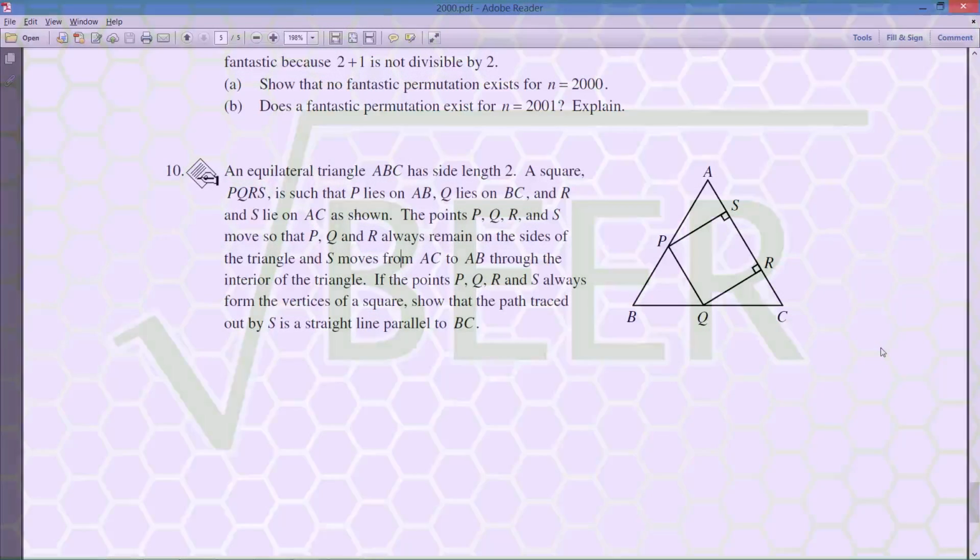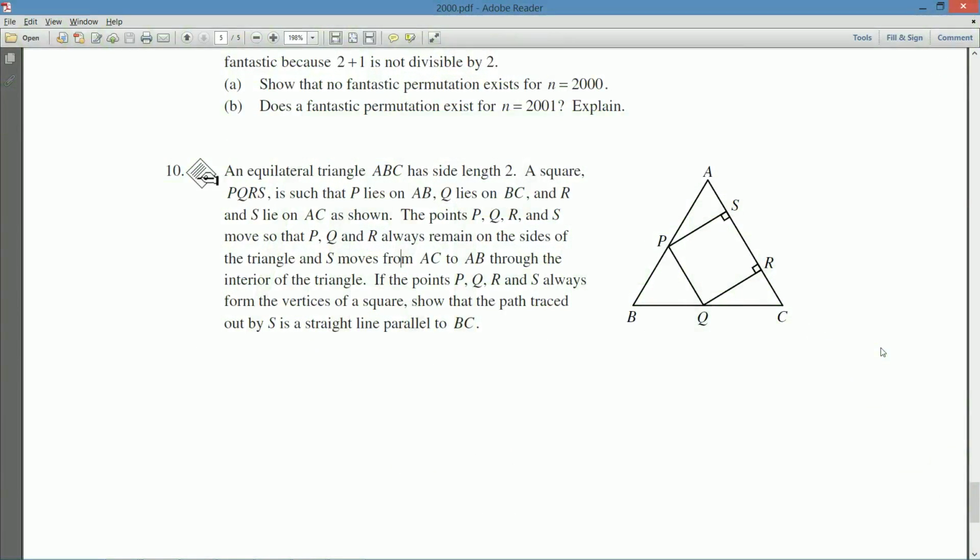We've made it to the end of the year 2000 Euclid paper. That's right, we're on the last question, question number 10. And there's no parts to this one, it is a single question. An equilateral triangle, ABC, has side length 2.